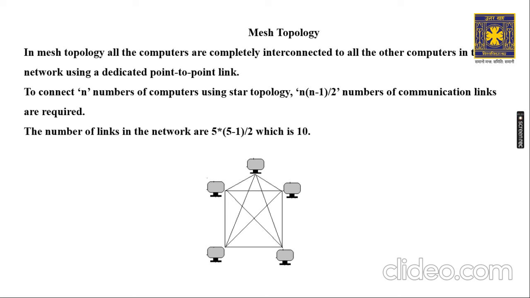Here in this example, we have 5 computers. These 5 computers are connected using 10 links. How was it calculated? 5 into 5 minus 1, divided by 2. That means 20 by 2, which is 10. You can count here: there are 10 communication links completely interconnecting all the computers. If you had 3 computers, then 3 into 3 minus 1, divided by 2. That means 3 links only. Similarly, if you had 4 computers, 4 into 4 minus 1, divided by 2.